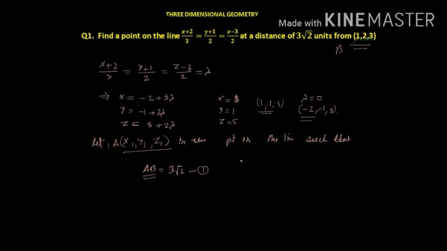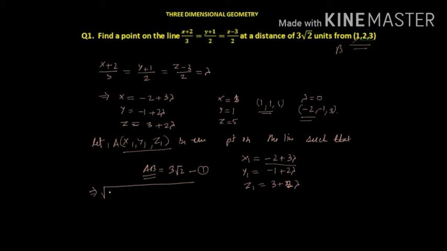Lambda. So now you can see I can say that for some lambda, x1 will be equal to minus 2 plus 3 lambda, then y1 will be equal to minus 1 plus 2 lambda, and z1 will be equal to 3 plus 2 lambda. Now this is the point whose distance from this is 3√2 units. Now make use of the distance formula, right? If you use the distance formula, what will you get? What will the distance AB be? Let us take this first, right?